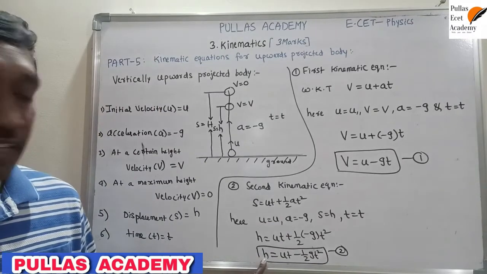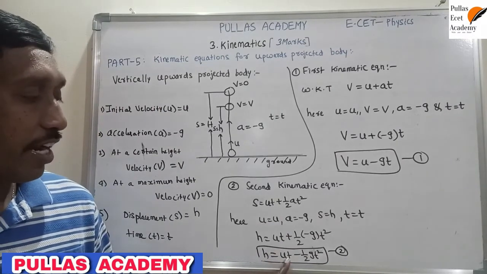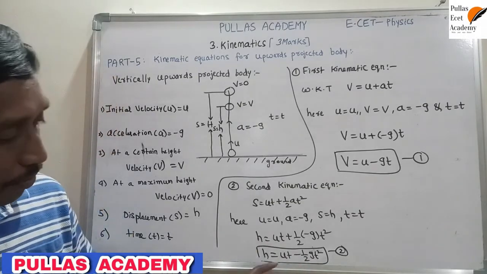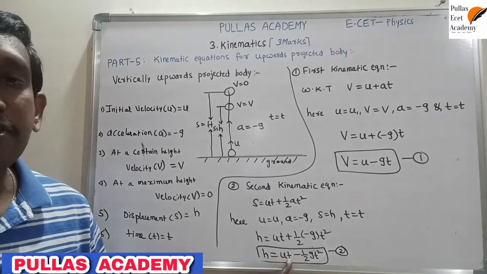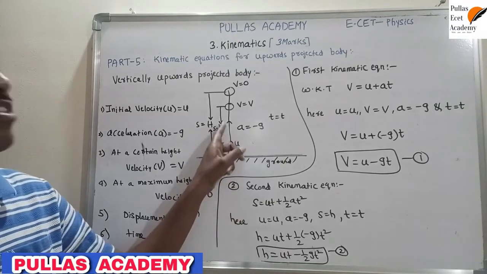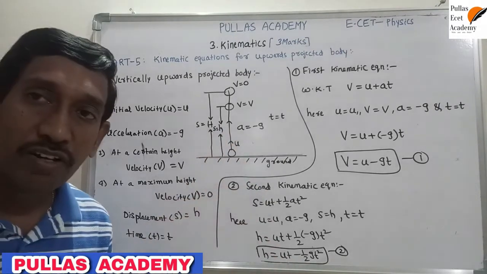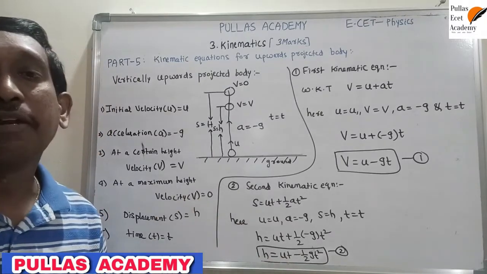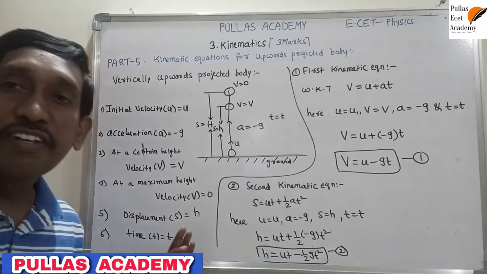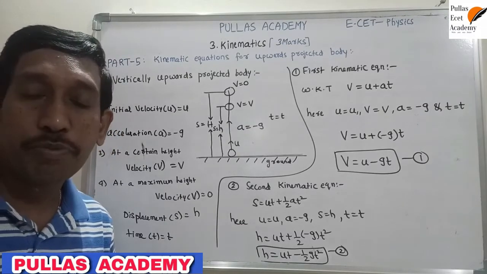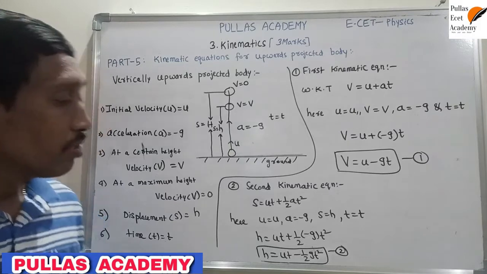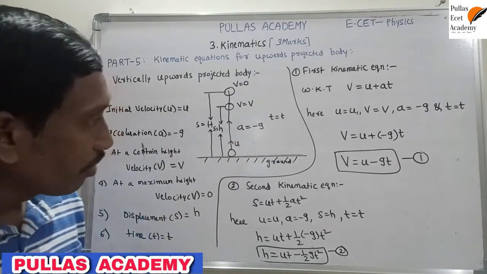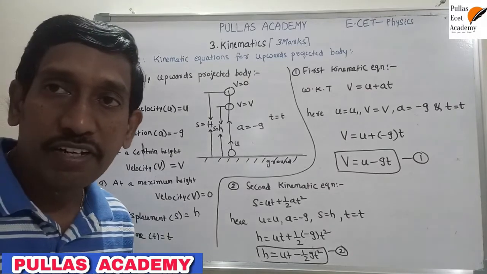Here h is the certain height, u is the initial velocity, t is the time, and g is the acceleration due to gravity, a known value. If you know the initial velocity and the time taken, then you can find the height reached when projected with some velocity. When u and t are given and h is asked, use this second kinematic equation to find the height reached by the upwards projected body. So these are the first and second kinematic equations. Now we are going to discuss the third kinematic equation.